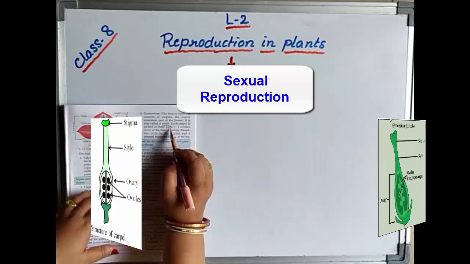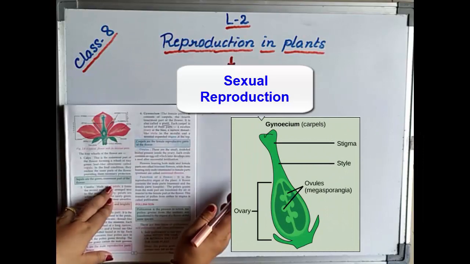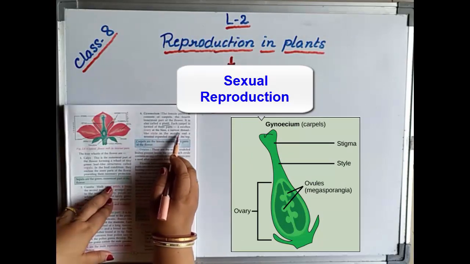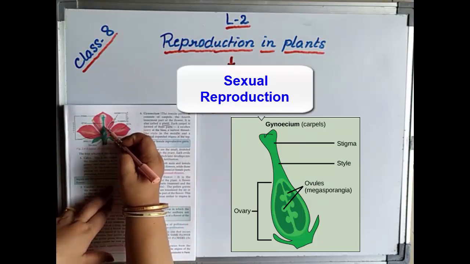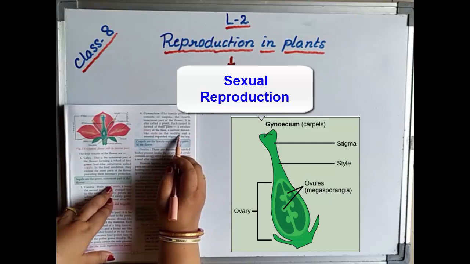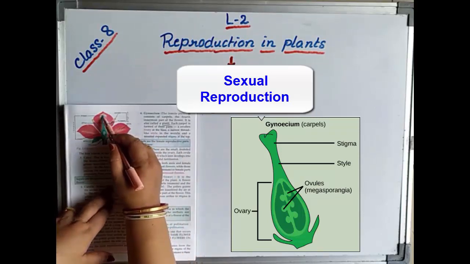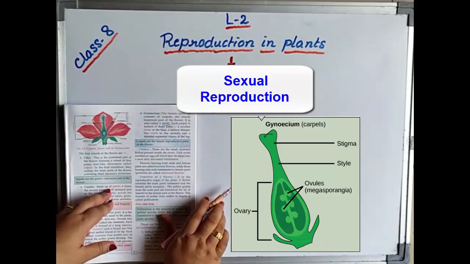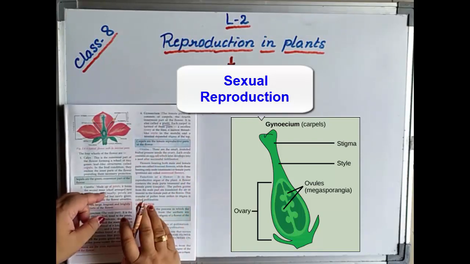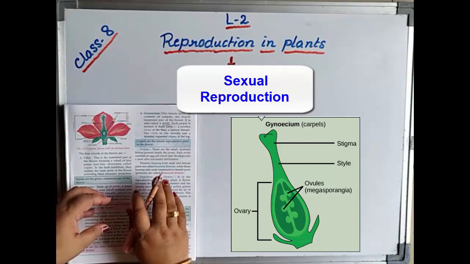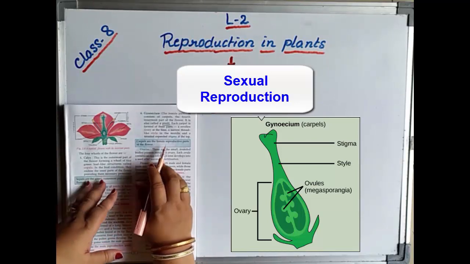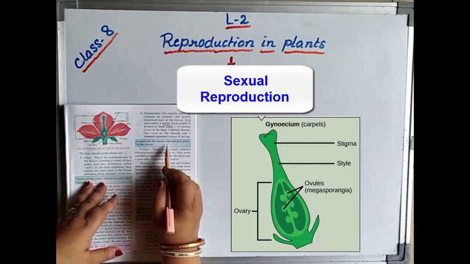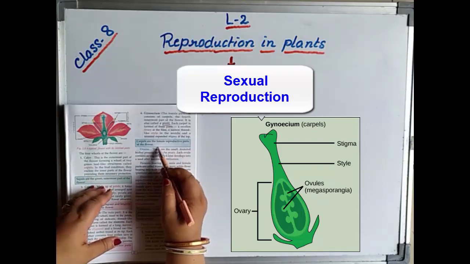Each carpel is formed of three parts: a swollen ovary at the base, a narrow thread-like style just above the ovary in the middle, and a terminal expanded stigma on the stalk. You will see the head, the style, and the ovary. Stigma, style, and ovary are the three main parts of the pistil, that is the carpel. Now the carpel, as a whole, is the female reproductive part of the flower.